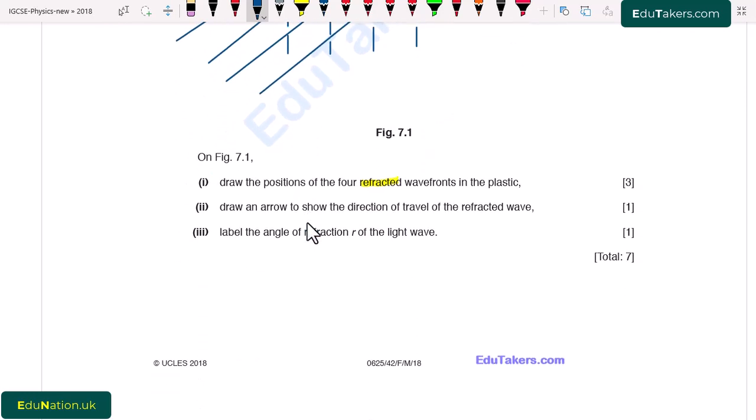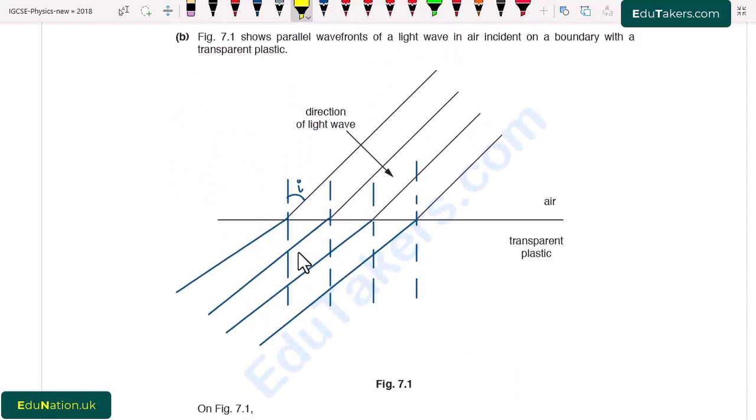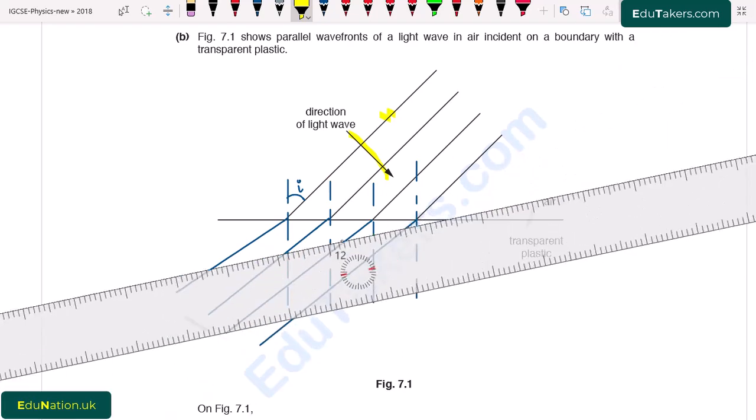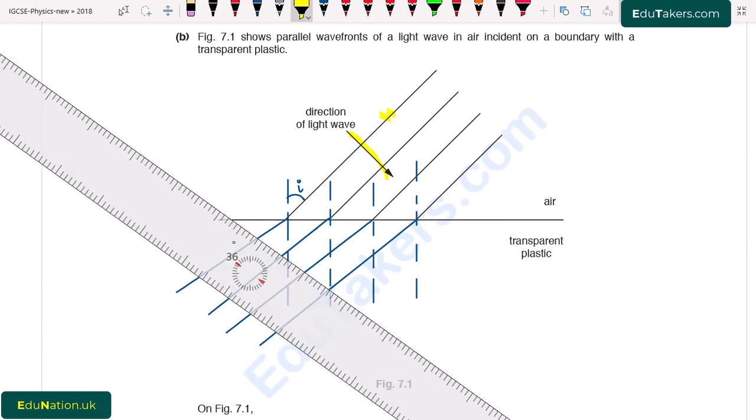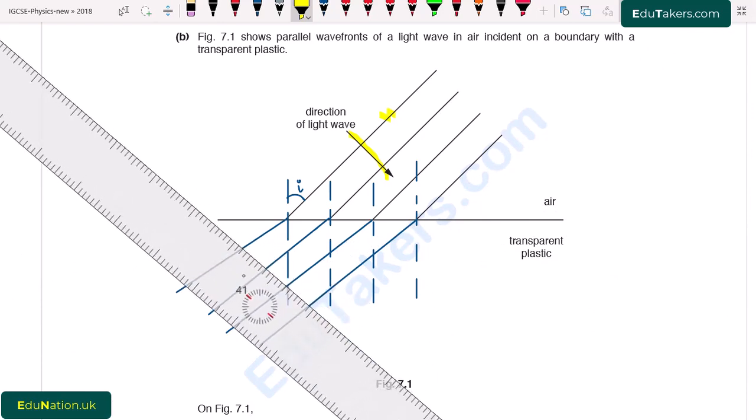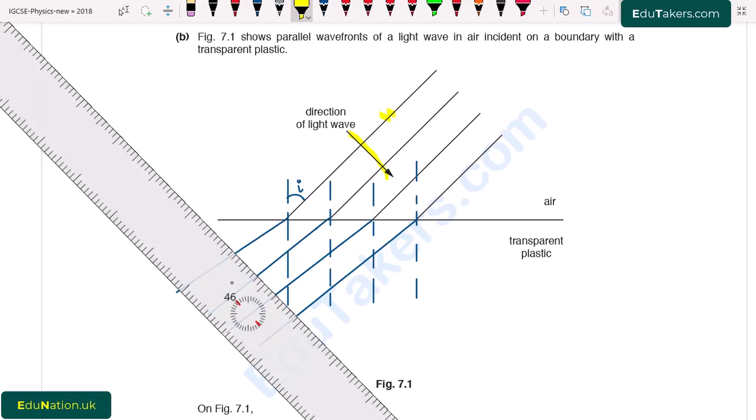Second part, draw an arrow to show the direction of travel of the refracted wave. Here we have to show in which direction the refracted wave travels. So going back to the diagram, we can see that these are the incident wavefronts, and this is the direction of travel of the incident light wave. We can see here it is perpendicular to the wavefront. So the direction of travel of refracted wavefronts will be perpendicular to these lines. So I am going to draw these. It will be in this direction.